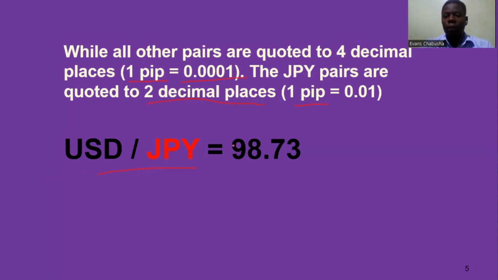For example, you have the USD quoted against the Japanese yen, which is the JPY. This is the value there. If you look at the digits after the decimal point, you just have 2, so you have 1 and 2. All the JPY pairs will be quoted like this. They will have 2 decimal places instead of 4 decimal places. You can have the Euro JPY, the AUD JPY, and so on.